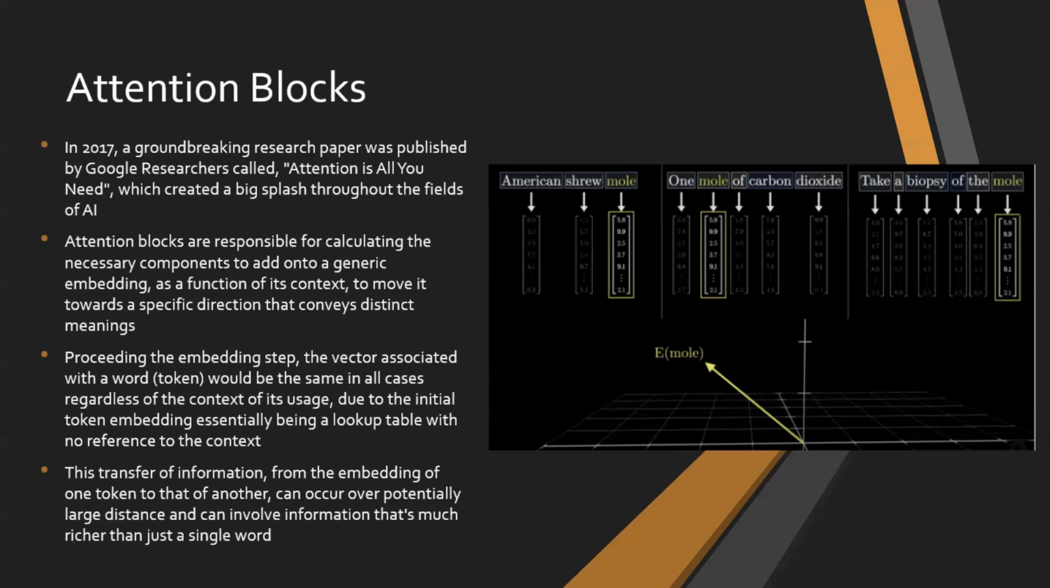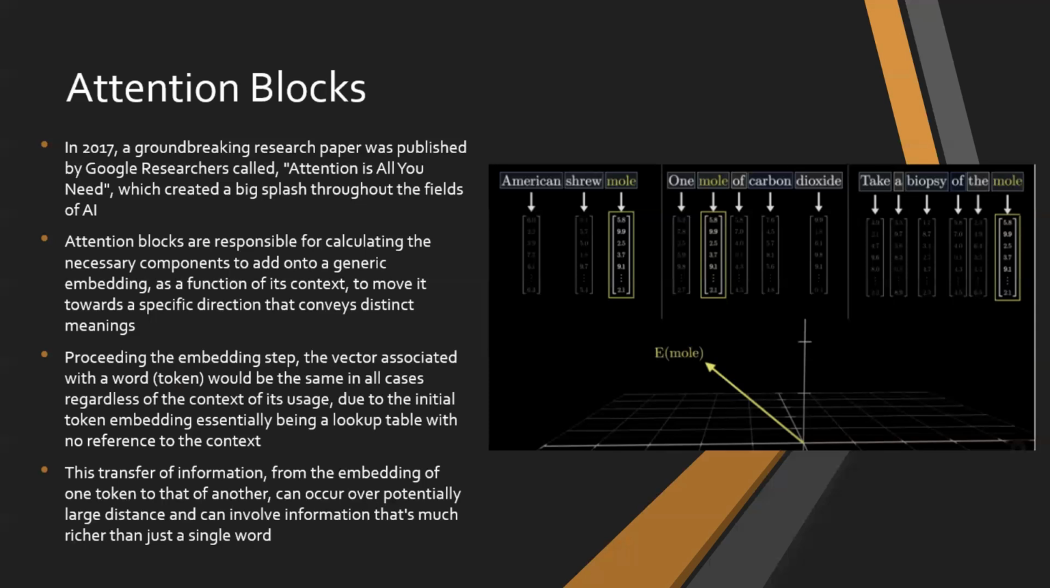We have Americans who mole, 1 mole of carbon dioxide, and take a biopsy of the mole. Now, if I were to tell you one of these sentences, then you would automatically assume what type of mole I'm referring to. However, the embedding step considers all these examples as the same word, regardless of the context that it's used in the sentences. As such, the attention block is meant to push the vector of mole in a certain direction in order to apply what the word means in context to the sentences.